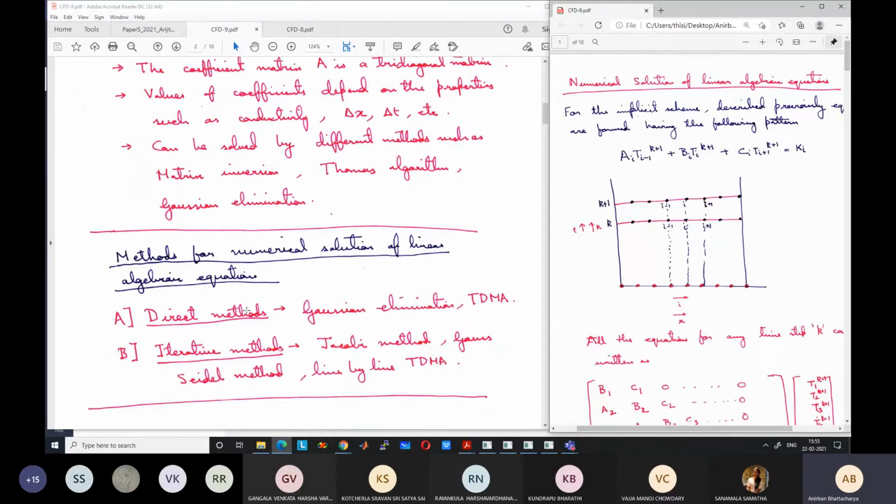So we can use either direct methods like Gaussian elimination or the tridiagonal matrix algorithm, or iterative methods. We will study all these iterative methods: Jacobi method, Gauss-Seidel method, and line by line TDMA method. Okay. So let us see first what is the tridiagonal matrix algorithm, the direct method, and I will discuss why this is very important. Okay, we will see that this is very fast as compared to other types.